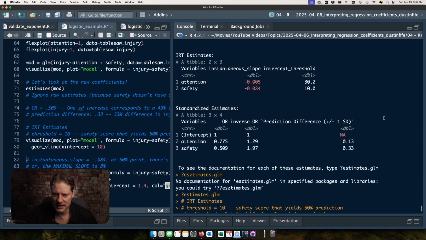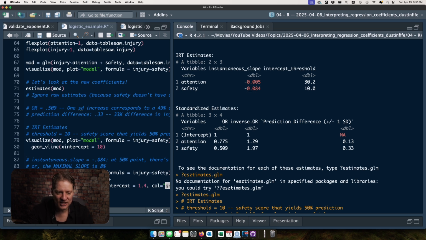Now let's look at the next value, which is the instantaneous slope. Let me make that big again. We've got an instantaneous slope of negative 0.084. Again, these are probabilities. What is that telling us? Around that 50% threshold, the maximal point of steepness or discrimination, it is 8 percentage points per 1 point increase in safety. Since this happens to be around 10, a 1 unit increase in safety means you are dropping your probability of getting injured by 8.4%. That's kind of cool.